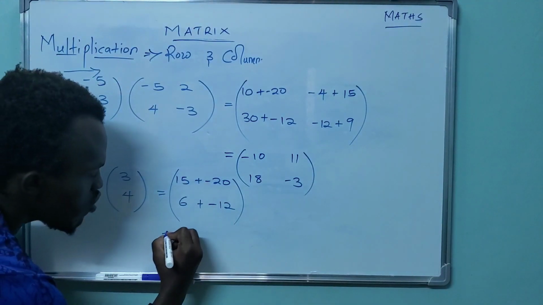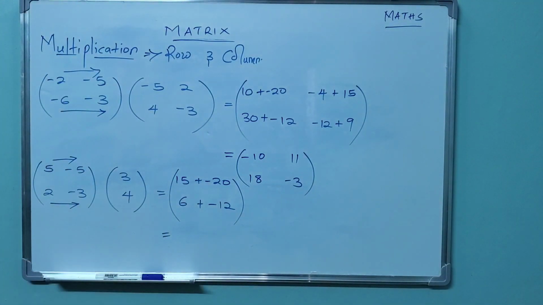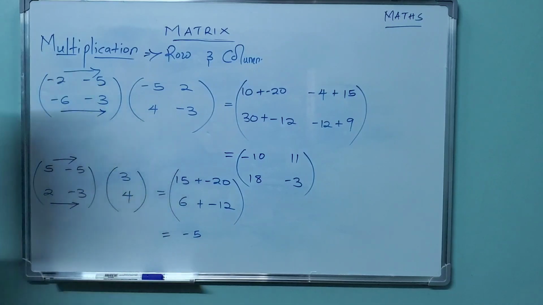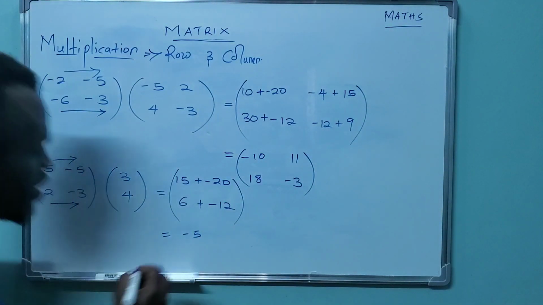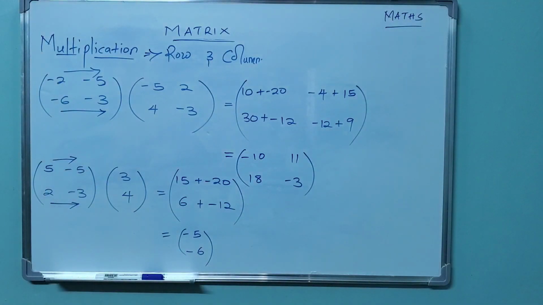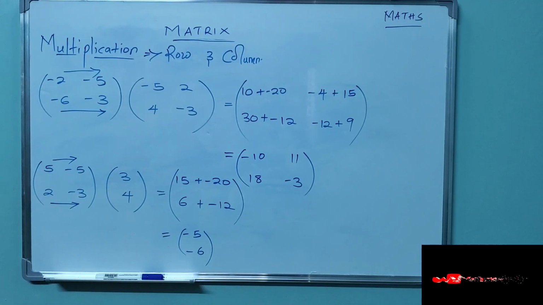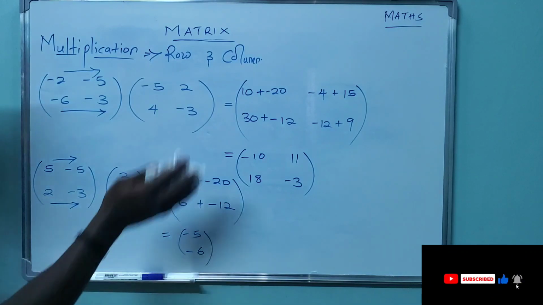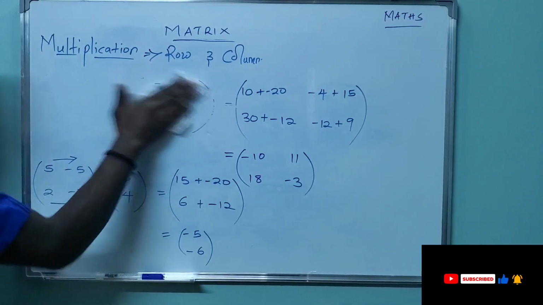Which means what I'm going to have here as my product of those two matrices is going to be 15 plus -20, that is going to be -5. And then 6 plus -12, that is going to be -6. So the product of the matrix 5, -5, 2, -3, and 3, 4 is going to be -5, -6. Let us try another one involving a 2 by 1 matrix. Let us have another one.